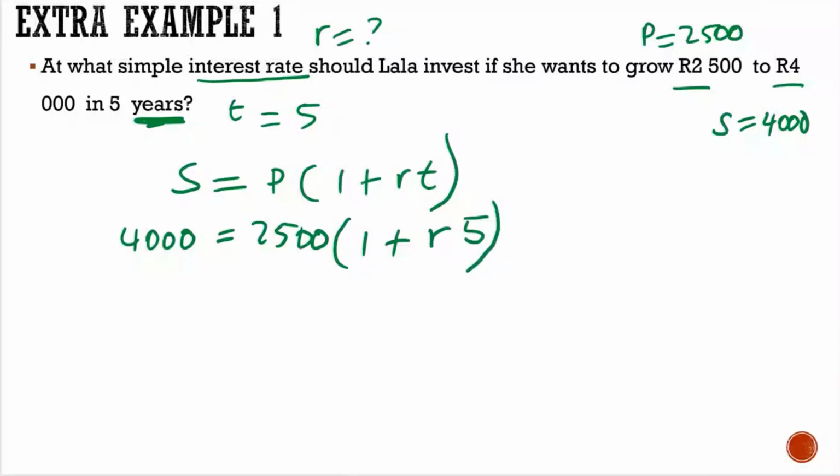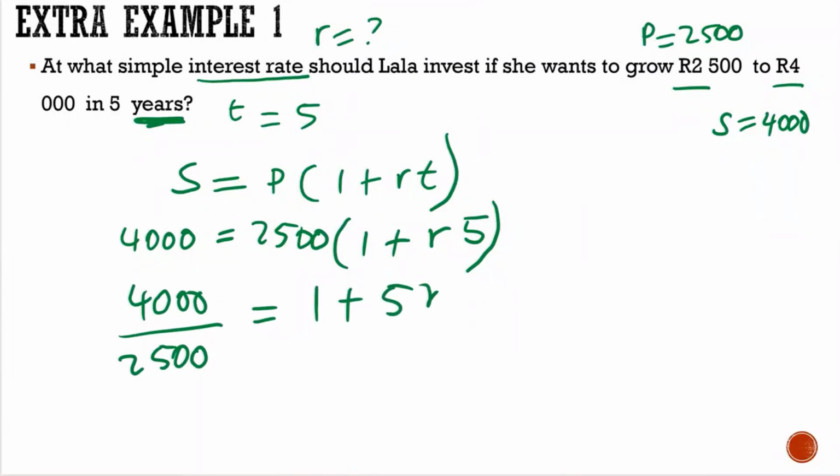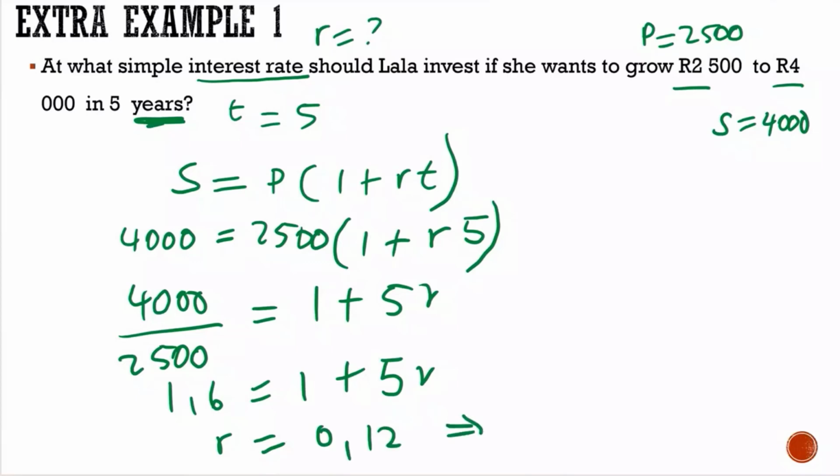Now you rearrange everything the same. I think it's similar to the previous one. I'm going to be dividing by 2,500, which gives 4,000 divided by 2,500 equal to 1 plus 5R. I am not really going to go through each and every step here. This is going to give you 1.6, which is equal to 1 plus 5R. This is simply an algebraic calculation. Your R is going to be equal to 0.12, which implies that your R is equal to 12%. 12% is when you multiply this by 100.